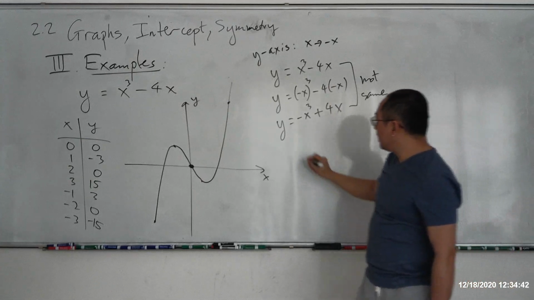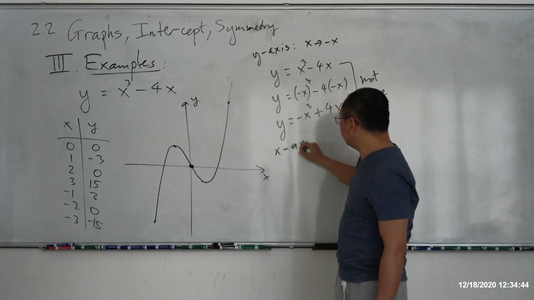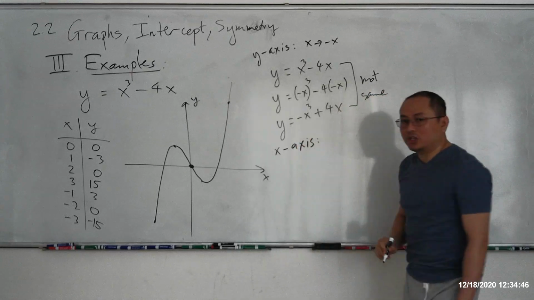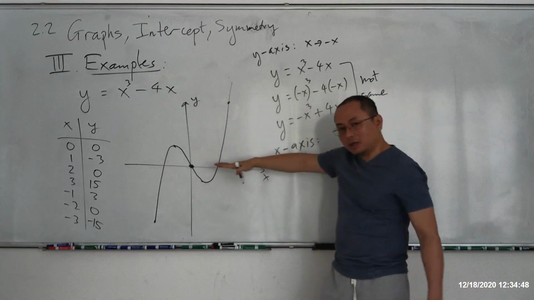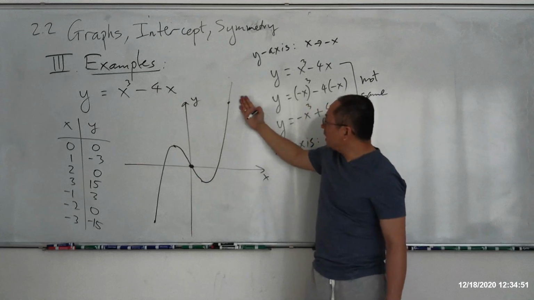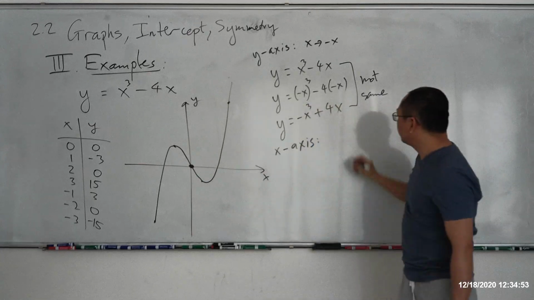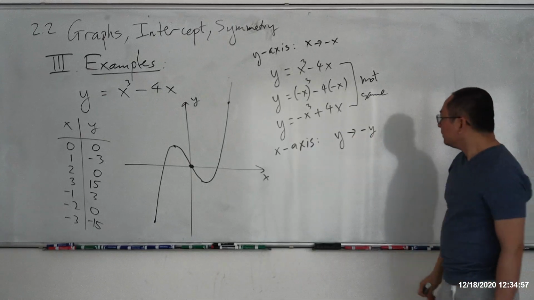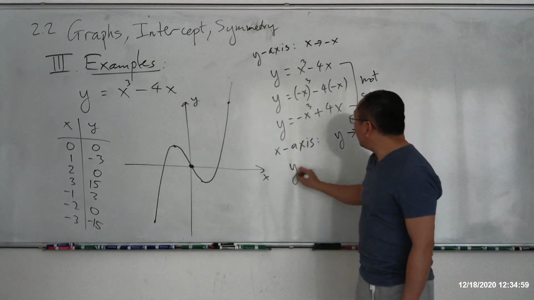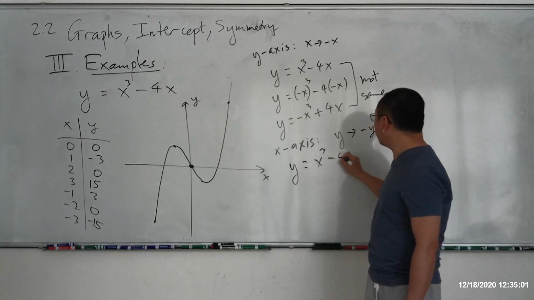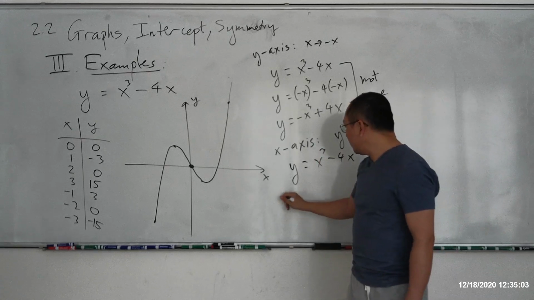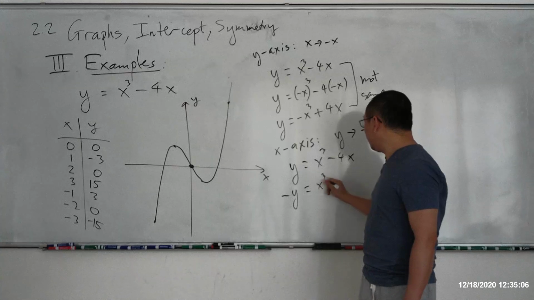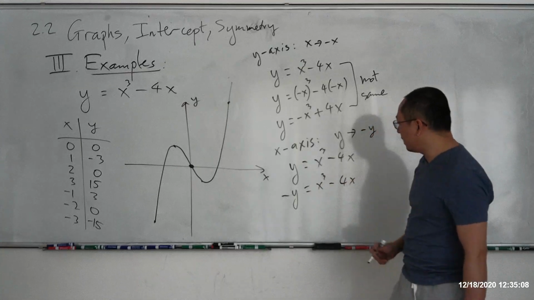Okay? To test for symmetry about the x-axis, what do I need to change? The x-axis is right here. I test for symmetry about the x-axis, I have to change y to -y. And see what I got. Original one, y equal to x cubed minus 4x. New equation, -y equal to x cubed minus 4x. See, y changed to -y.